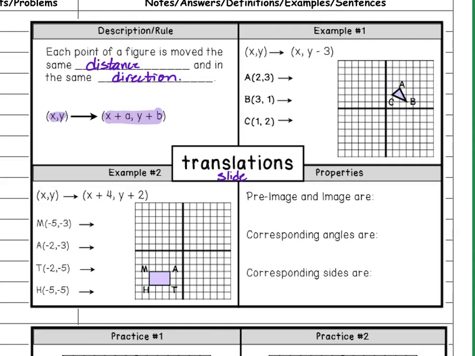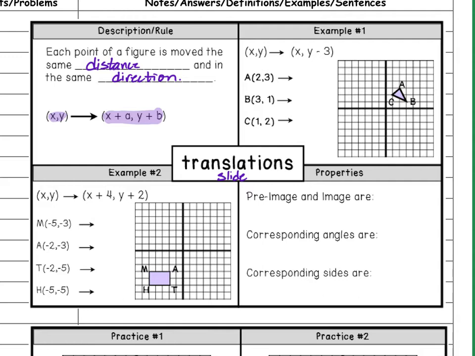Because there's only two directions on the x-axis, it's either forwards or backwards, and there's only two directions on the y-axis, it's either up or down. So plus means up, negative means down on the y, and on the x, plus means forwards, and minus means backwards. So that kind of helps out a little bit if you think of it that way.